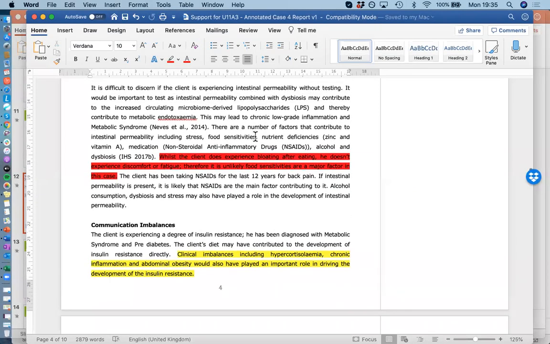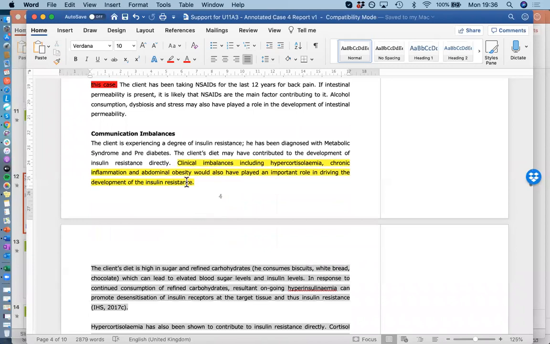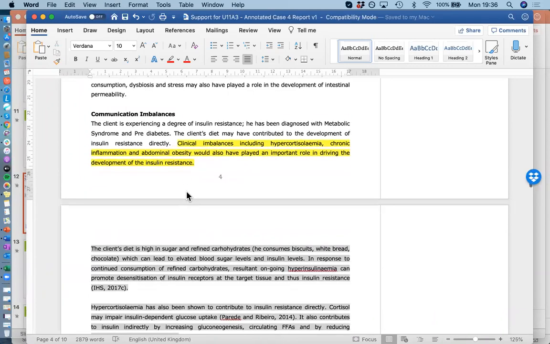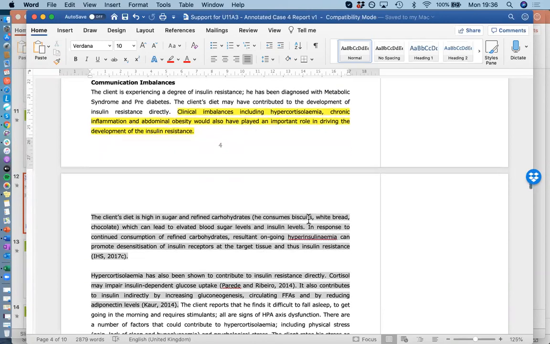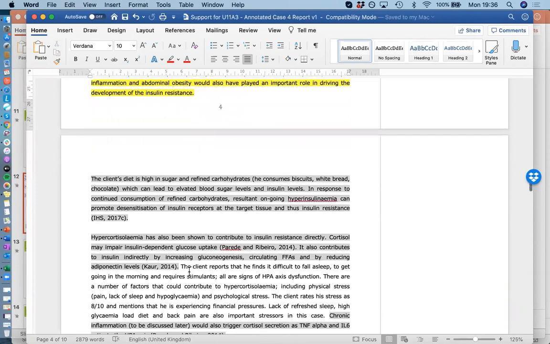So that one was there around intestinal permeability, endotoxemia, low-grade inflammation, and MED-S. This is kind of an example. Clinical imbalances including hypercortisolemia, chronic inflammation, and abdominal obesity could also play a role in driving insulin resistance. And then there's some explanation there. And then it kind of builds on it here as well.